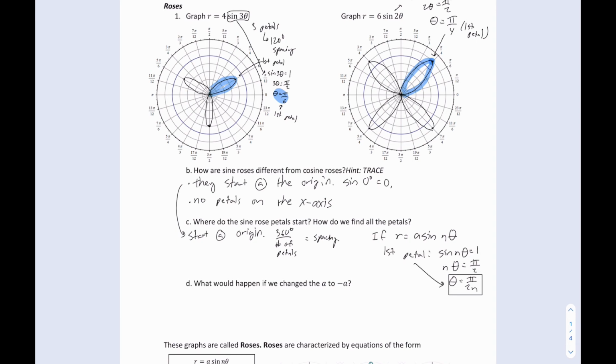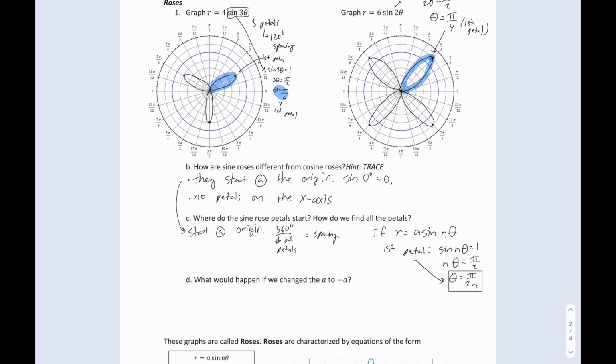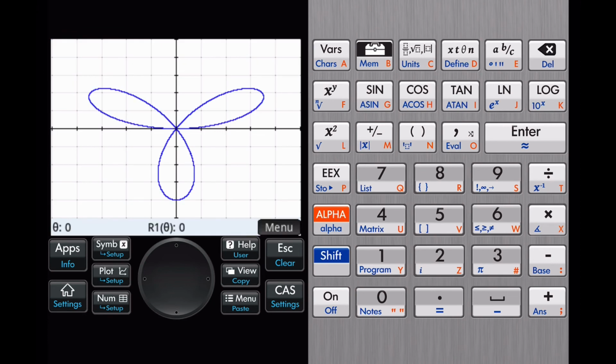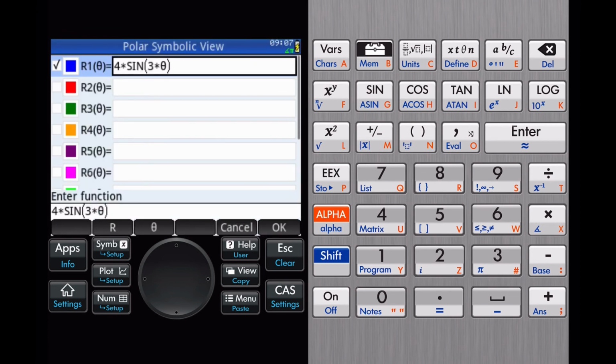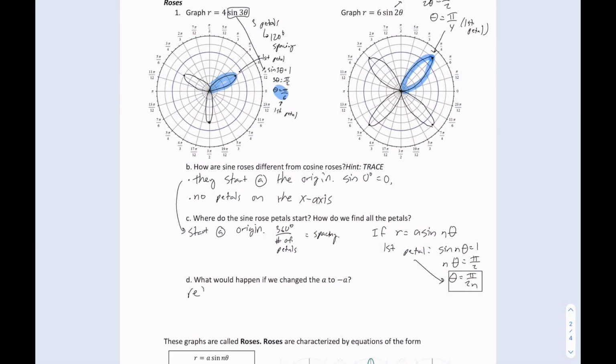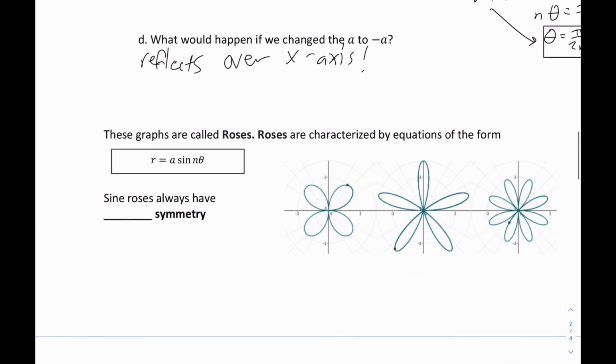And lastly, what if we change it to a negative? So let's go to our calculator. The other might be easy to look at. So here's 4 sine 3 theta. Here's regular. Now let's put a negative in front. Definitely reflects. So we'll put reflects over x axis. And now we have a bunch of sine roses. I can say, well, they definitely have y axis symmetry.